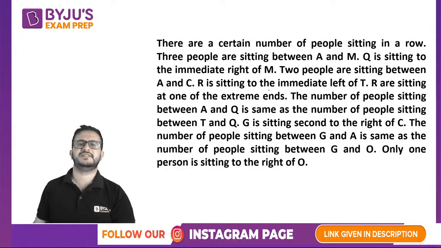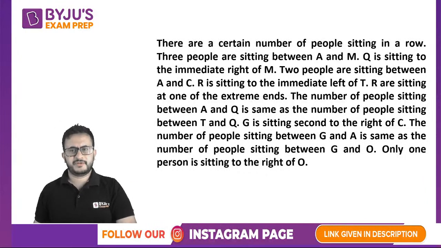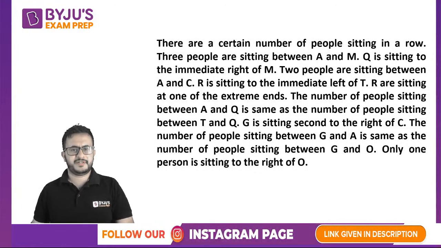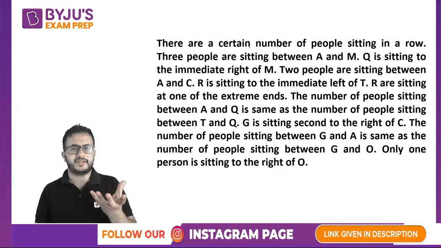This is a set. It says that there is a certain number of people sitting in a row. Three people are sitting between A and M. Q is sitting to the immediate right of M. So likewise, some statements are given to us. In this case there is an uncertain number; you are not given the number of people. It says a certain number of people, so we do not know how many people are there.